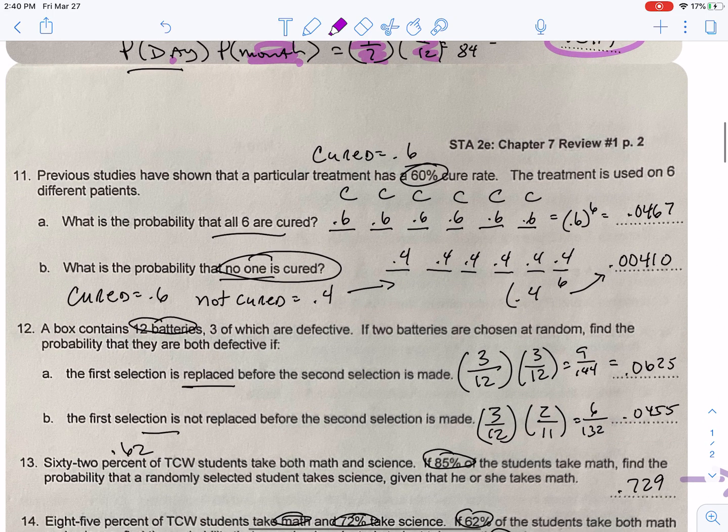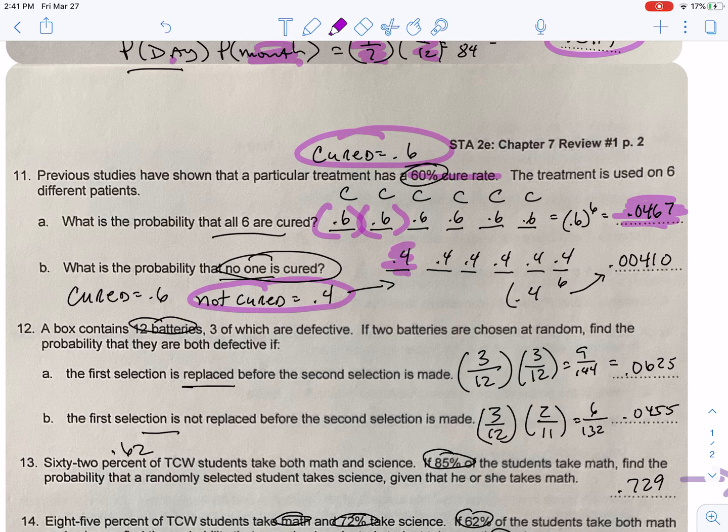All right, on number 11, notice we have the 60% cure rate. That means cured is 0.6, and not cured is 0.4. So I want 6 people who are cured. They're independent of each other, so I basically multiply them all together, or I can do 0.6 to the 6th power, which is 0.0467. Same thing with no one cured. If I have all 6 people, the probability that the first one is not cured is 0.4, and the second one is 0.4, and so on and so forth. So I end up getting 0.4 to the 6th power, which is 0.00410.